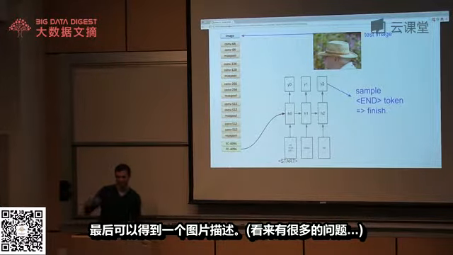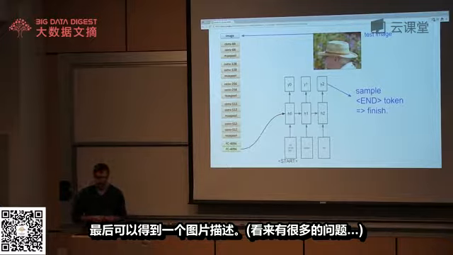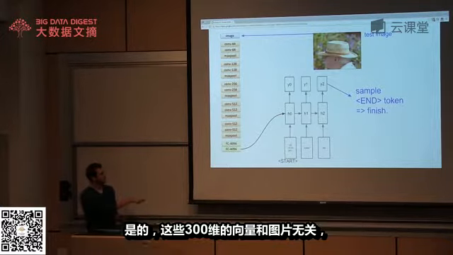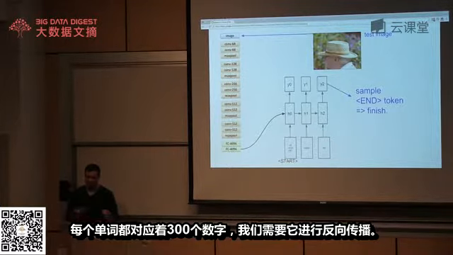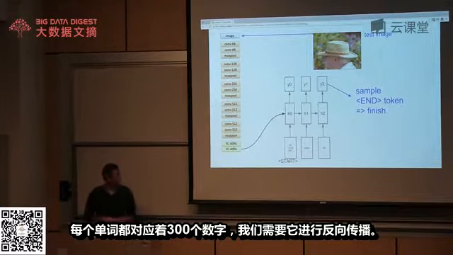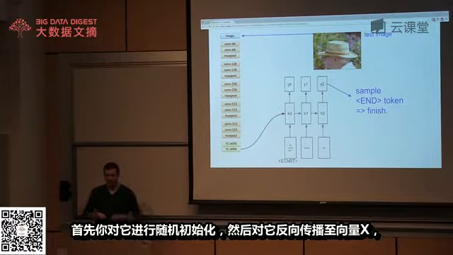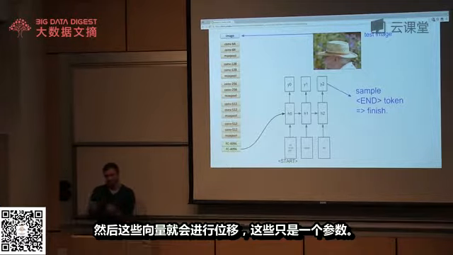Lots of questions. OK, go ahead. Are these 300-dimensional embeddings dependent on the images used, or are they generated independently? Yeah, so these 300-dimensional embeddings, they're just independent of the image. So every word has 300 numbers associated with it. How is that generated? So we're going to backpropagate into it. So you initialize it random, and then you can backpropagate into these vectors x, right? So those embeddings will shift around.